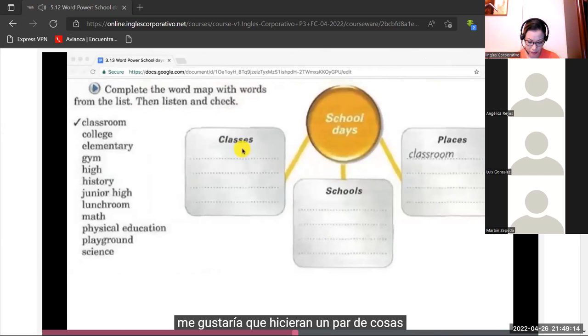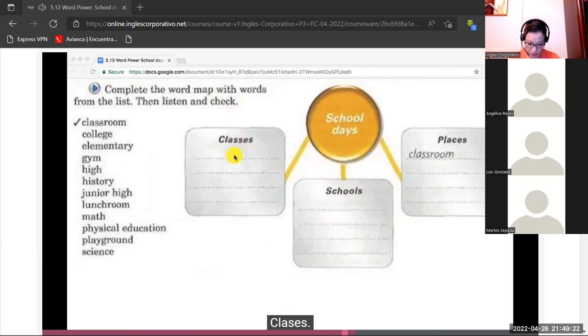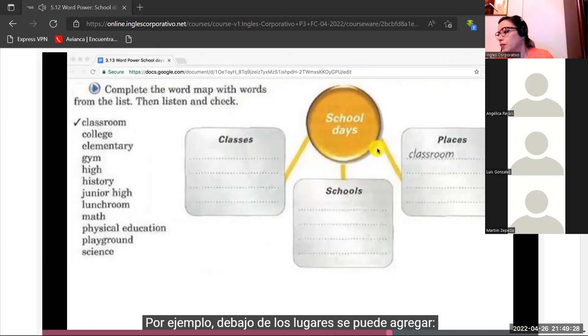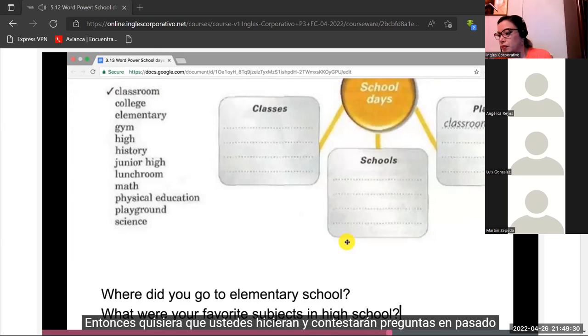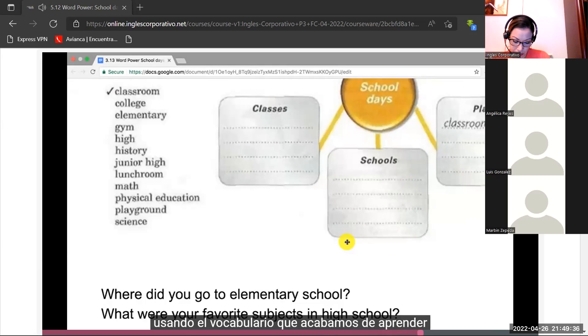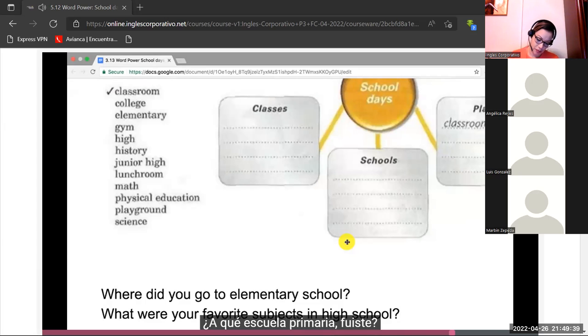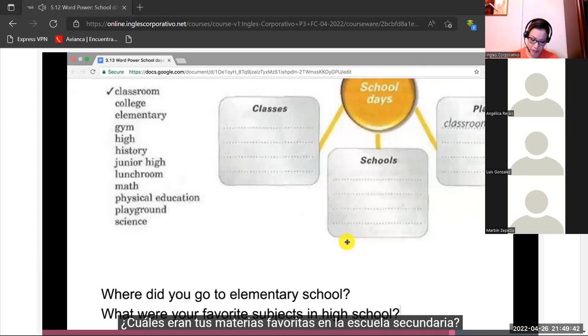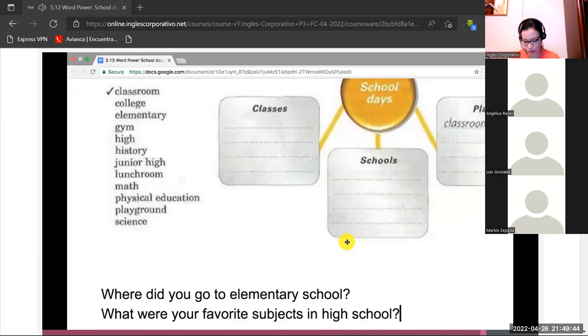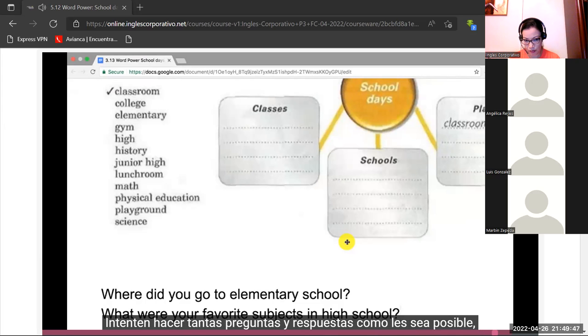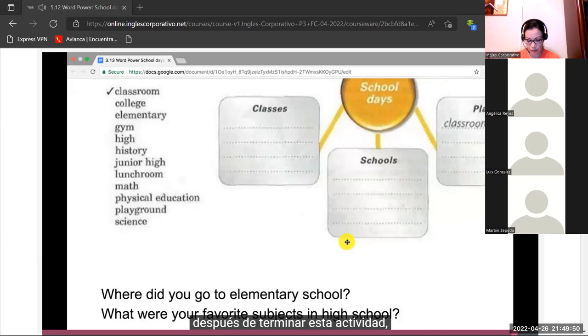Now, I would like for you to do a couple of things. First, I would like for you to categorize the vocabulary into three different sections: classes, schools, and places. For example, under places, you can add classroom. Then, I would like for you to ask and answer questions in the past using the vocabulary that we just learned. For example, where did you go to elementary school? What were your favorite subjects in high school? Try to make as many questions and answers as possible. After you finish this activity, share your work in our discussion forums.